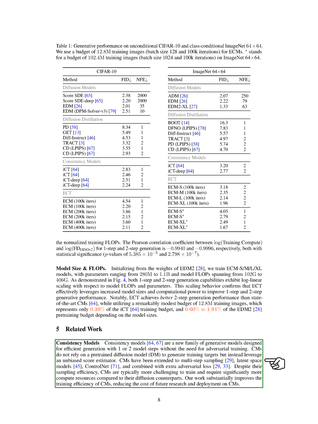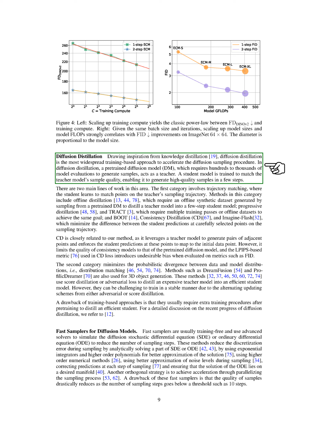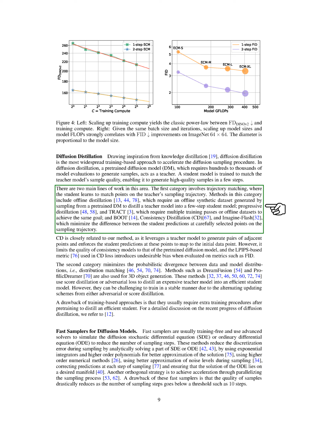Moreover, we delve into diffusion distillation, a prevalent training-based method inspired by knowledge distillation, to expedite the diffusion sampling process. In diffusion distillation, a pre-trained diffusion model, DM, acts as a teacher, guiding a student model to replicate the high-quality samples of the teacher model in a few steps. There are two primary approaches in this domain: trajectory matching, where the student mimics points on the teacher's sampling trajectory, and distribution matching, which minimizes the divergence between data and model distributions.